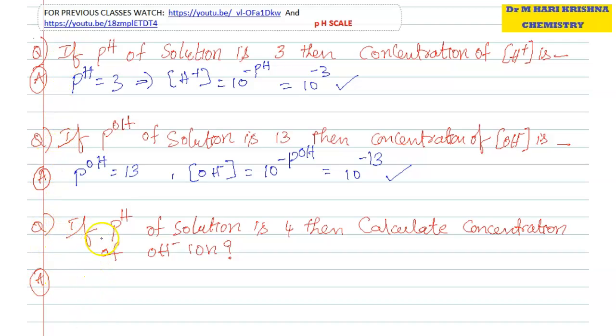Then here next question is pH of a solution is 4. They given pH is 4. Then calculate the concentration of OH minus ion. If we know pH, we can calculate the H plus first. 10 power minus pH. So answer is 10 power minus 4. This is H plus concentration.